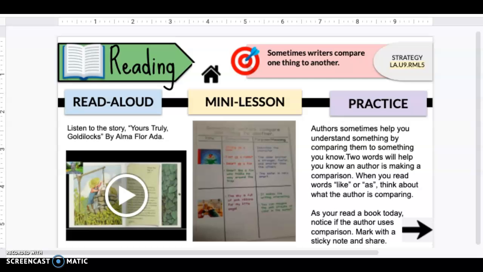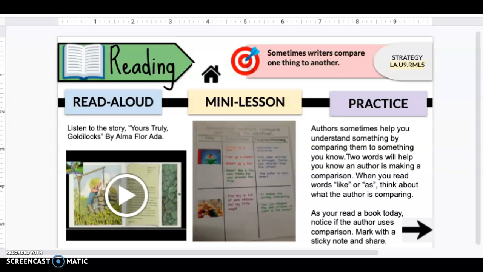That's also called figurative language, and you will be learning about that in the ELA portion of the slides today. What it means to use figurative language, and we call using the word like and as, that's actually a simile in figurative language.